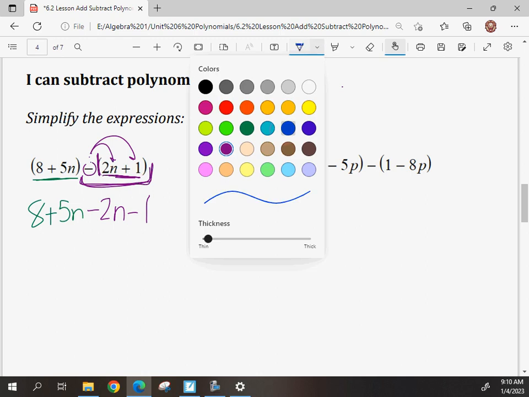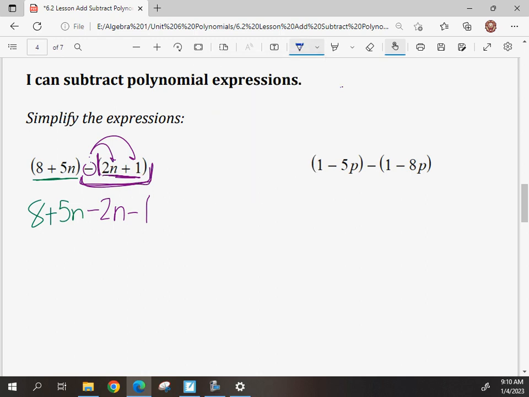So now I am back to what I was doing in the last problems, where I can rearrange these to have the like terms together. So I have a positive 5n and a minus 2n. I have a positive 8 and a minus 1. And now I can combine the things that are alike. 5n minus 2n is 3n, and 8 minus 1 is 7. And those two things can't be put together, so I leave it like that.